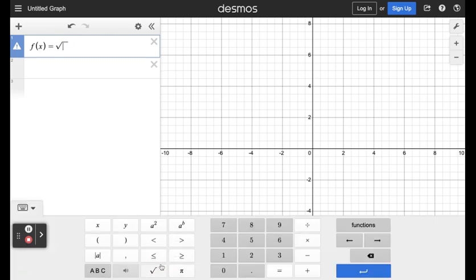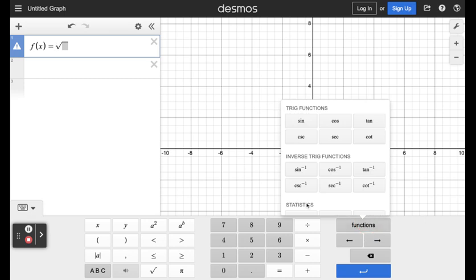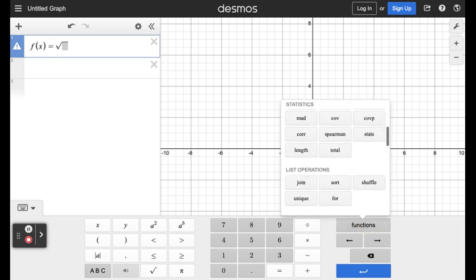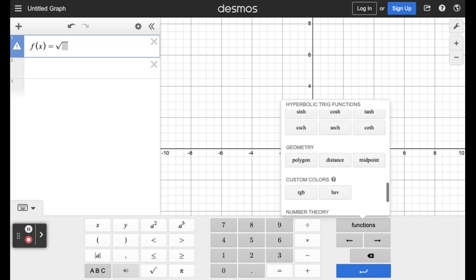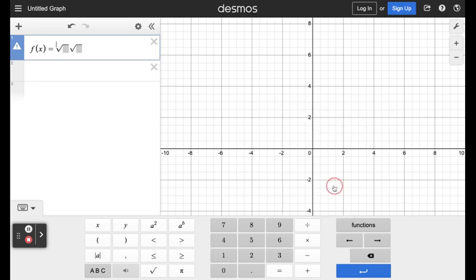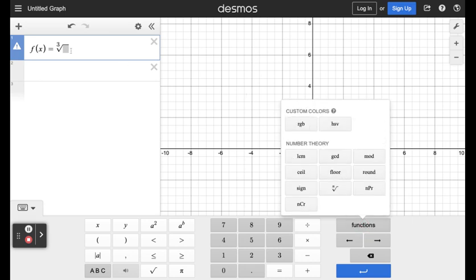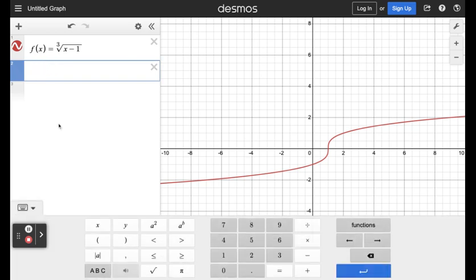Okay, so if you press the keyboard, we are going to type in the cube root. Hold on. Functions, statistics. There's so many things this calculator can do. It is so awesome. We don't want any logs yet. Oh, here it is. Found it. Okay, again, the cube root. That was just in functions. If you just scroll down, you can find this guy. So the cube root of x minus 1.